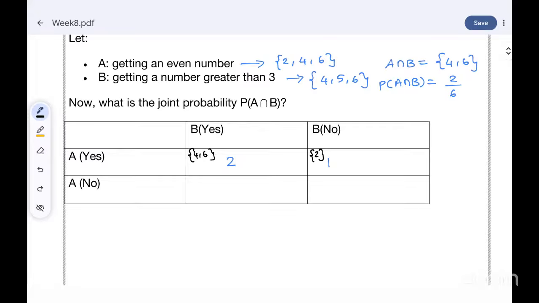Five. Okay, then entry 5, yes. So here again, only 1 element. Okay. What about here in this place?